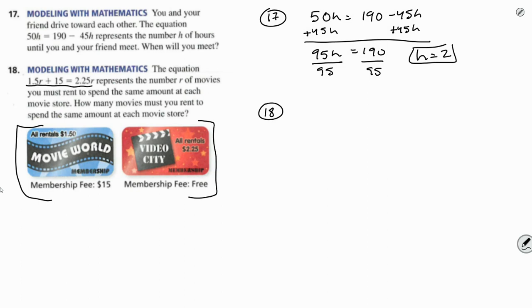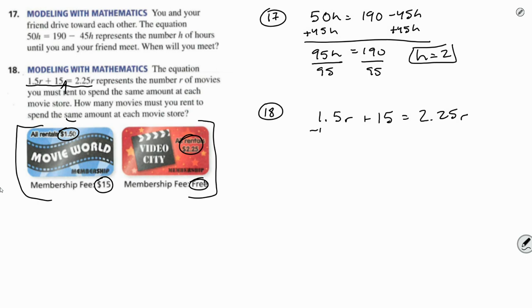The equation 1.5r plus 15 equals 2.25r represents the number r of movies you must rent to spend the same amount of time at each movie store. How many movies must you rent to spend the same amount? Same being why we have the equal sign there. So all that being said, we should go ahead and solve this.